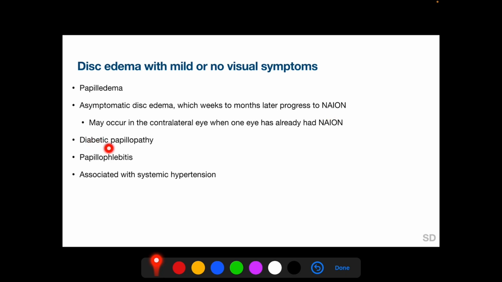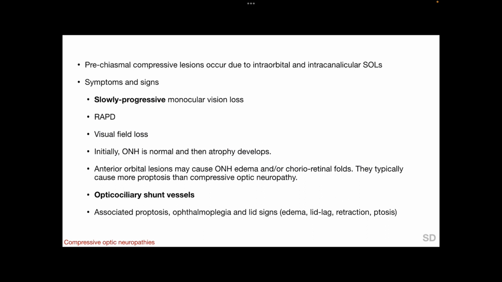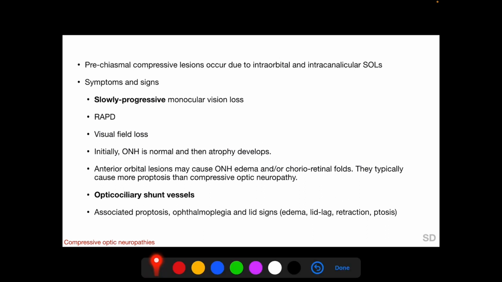We have diabetic papillopathy and papillophlebitis, as we have just seen. Hypertensive retinopathy may also have disc edema with mild or no visual symptoms. Coming to compressive optic neuropathies, prechiasmal compressive lesions occur due to intraorbital and intracanalicular space occupying lesions.